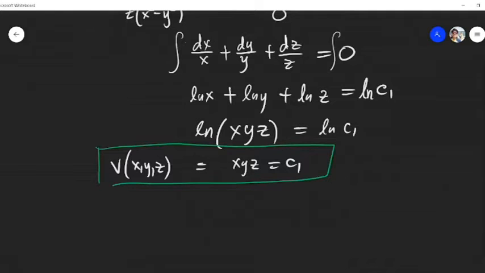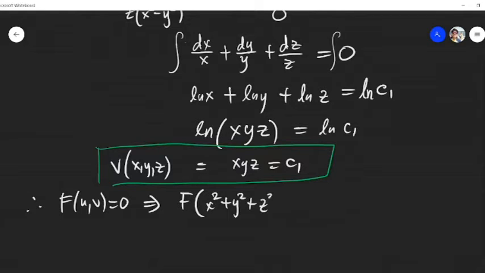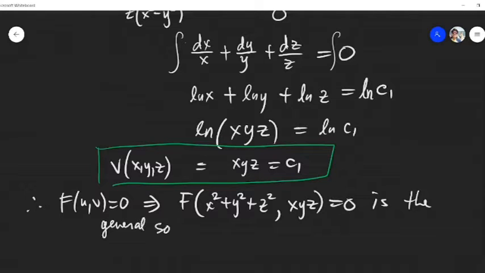So let's have our conclusion. Therefore, f of u, v, which is equal to 0, is equal to f of x squared plus y squared plus z squared, and xyz, which is equal to 0, is the general solution of the given partial differential equation. Okay, so that's the first example.